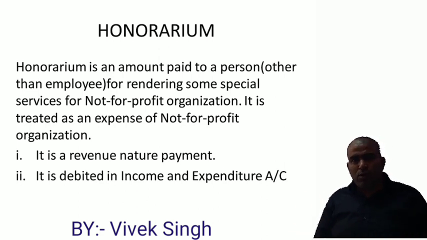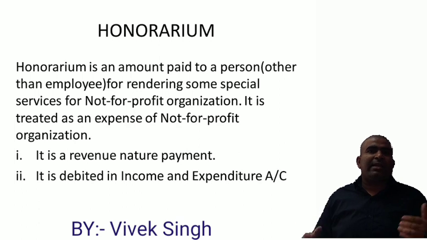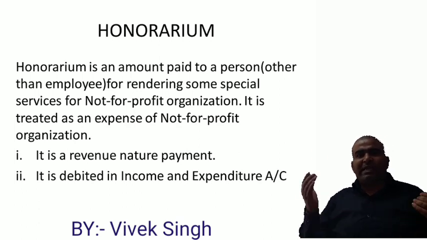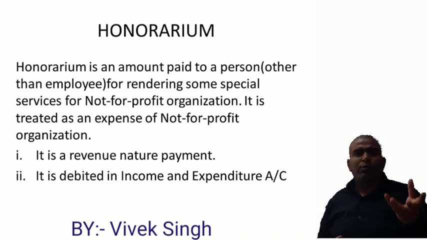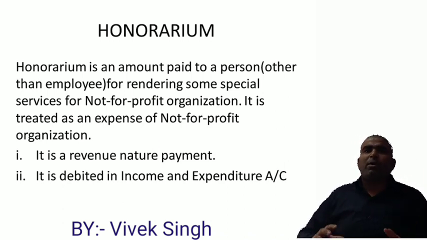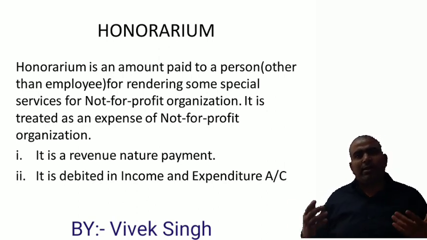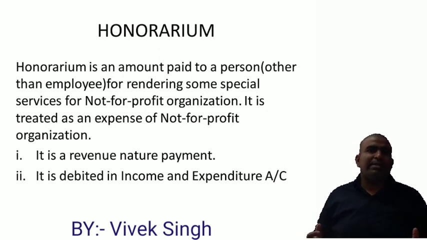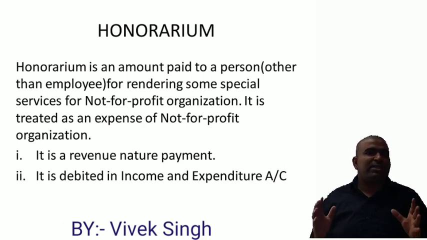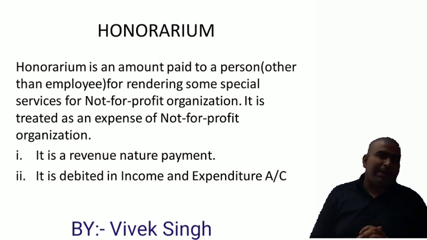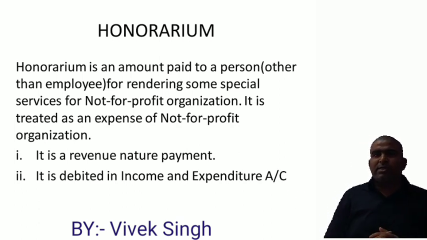Clear? Same like in your school. If your school invites any outside teacher for your betterment, for your success, for your future growth, for 1 or 2 days, for 1 week, and they pay some amount to that teacher, it is known as an honorarium. Clear? So honorarium is a revenue nature payment, and it will be treated as an expense, and it is shown on the debit side of income and expenditure account. Clear? So it will be debited in income and expenditure account because it is an expense. Clear? So that's honorarium.